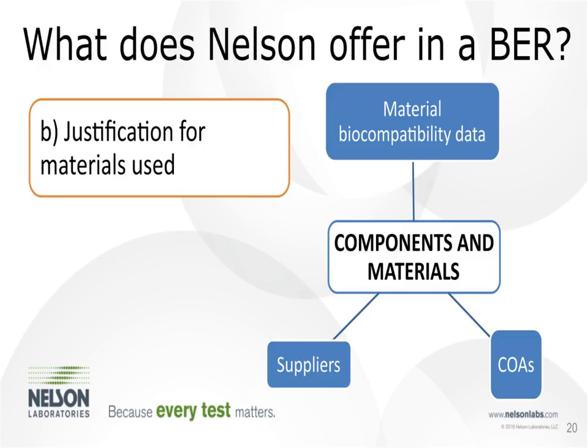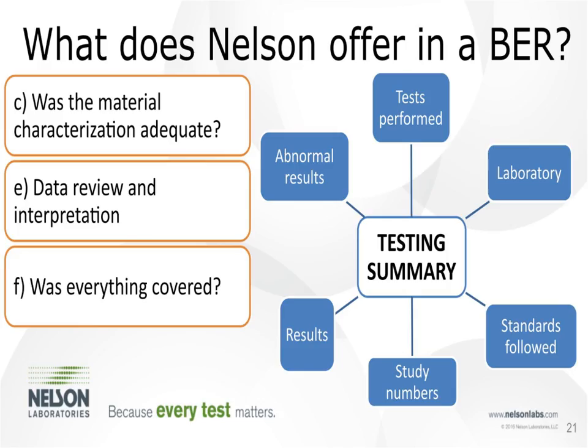So we will talk about your suppliers, any C of A's or COCs, certificates of compliance, and then we can present any material biocompatibility data that these suppliers may have for you, which is great information if you start with a biocompatible material. And again, this covers Section B, which was identified in ISO Clause 7 for justification for materials used.